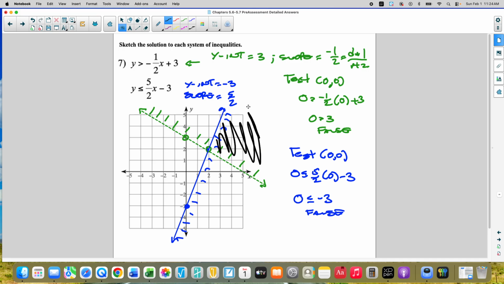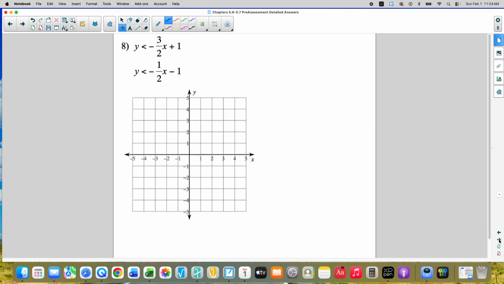So that's what I need to be able to see. I need to be able to see the points that you're graphing. I need to see both of the shading. I want to see your testing information, and I want to see the pertinent information. So that would be a good example of what I would want to see on the assessment. So let's do it again.